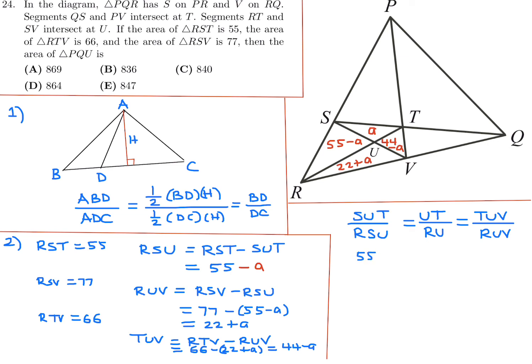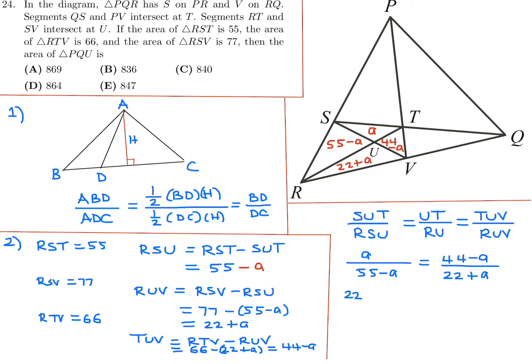All right, let's start plugging in our values. SUT was A. RSU was 55 minus A. And then on the other side, TUV, that's 44 minus A. And then RUV is 22 plus A. So as you can see, we've got a really nice way of figuring out A now.